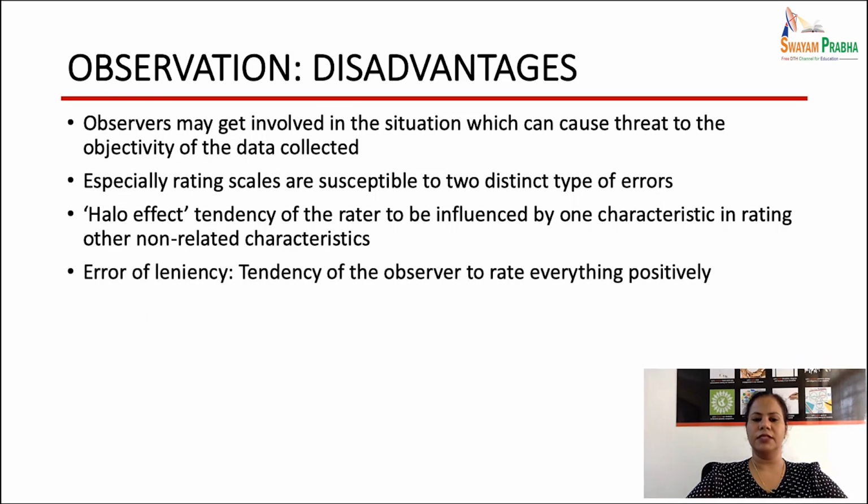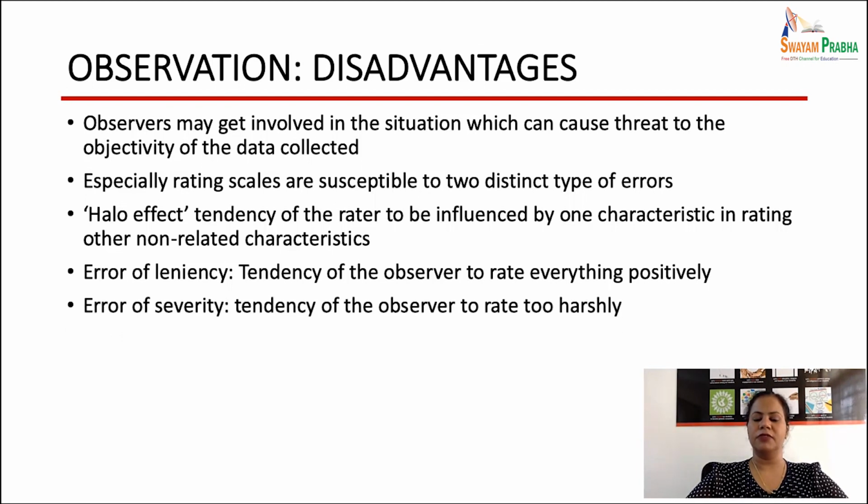Then error of leniency. Sometimes some observers have the tendency to rate everything positively, so that is known as error of leniency. If they are using rating scales, they may rate everybody with good marks only. Then there is error of severity. In contrast to that, there are people who might always be rating harshly, so they might give low marks, or rate the persons very low even though they might be performing really well. So these are some of the problems with rating scales when we are observing.